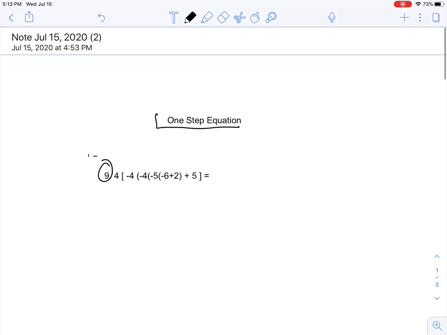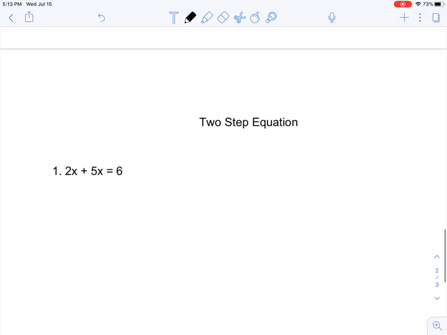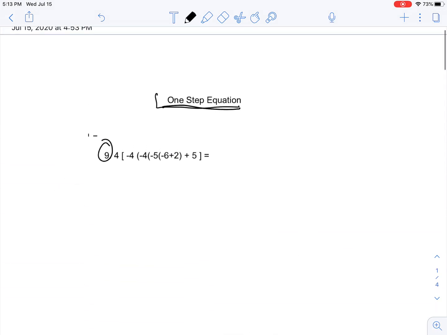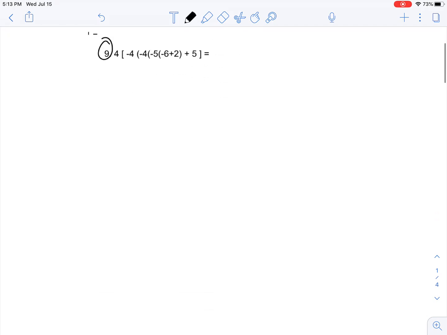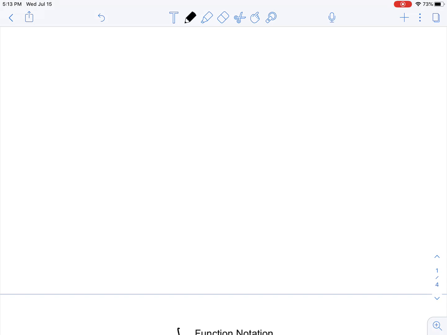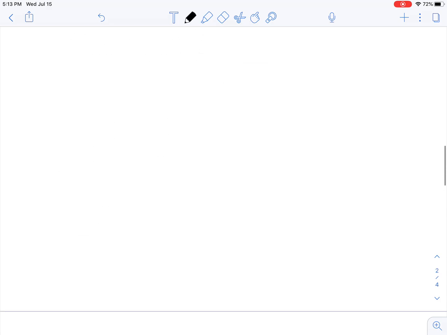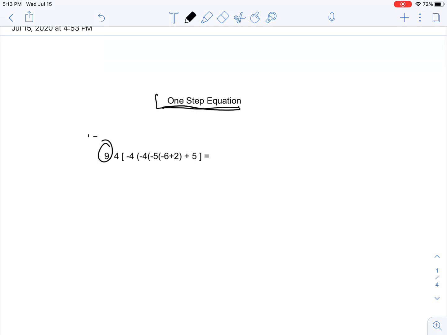So lesson 6 contains one-step equations, function notations, and two-step equations. These three concepts were reviewed on the previous episodes, but just to review, one-step equations require only one step to get an output from the equation. Function notations are the use of certain functions to output certain answers, and two-step equations require two steps to get an output from the equation.